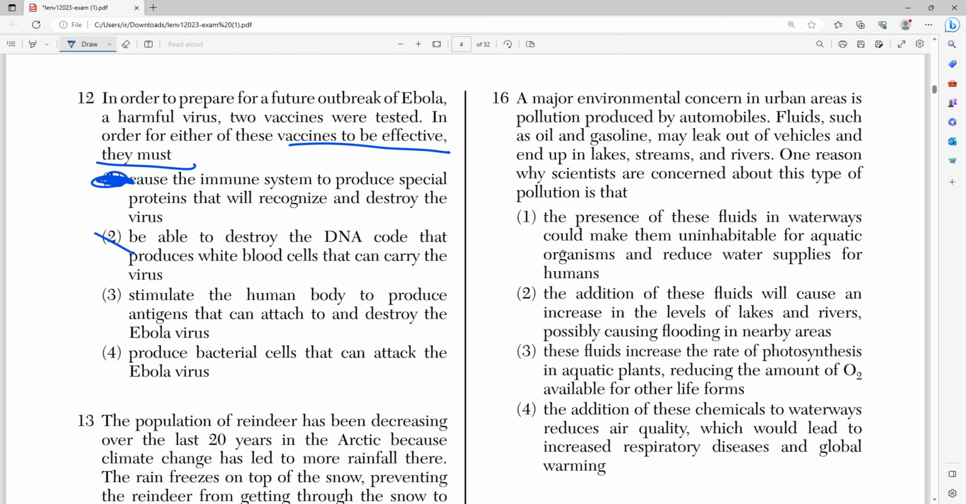Number 3, stimulate the human body to produce more antigens that could attach to and destroy the Ebola virus. No. What a vaccine does is it tells your body how to produce antigens, right? It never stimulates you in any single way. All it tells you is how you can. It just gives your body proteins. As number 1 says, it gives your body proteins. And with those proteins, it makes your body recognize the disease and destroy the virus. Number 4, produce bacterial cells that can attack Ebola virus. Your body doesn't produce bacteria cells, you know?